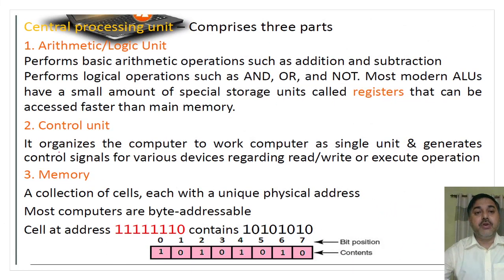So when we are talking about the computer, we find that a computer comprises three basic sections. What are those three basic sections? You all know. One is the arithmetic and logic unit, another is the control unit, another is the memory unit.